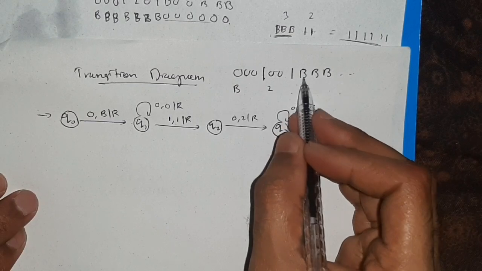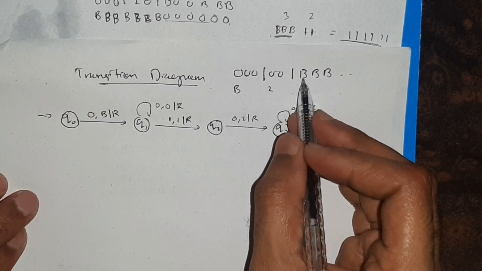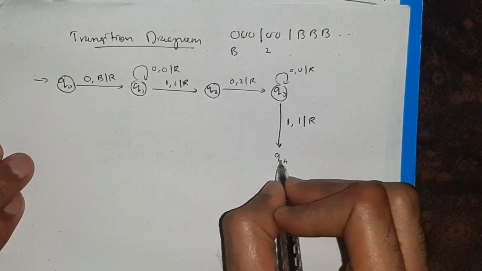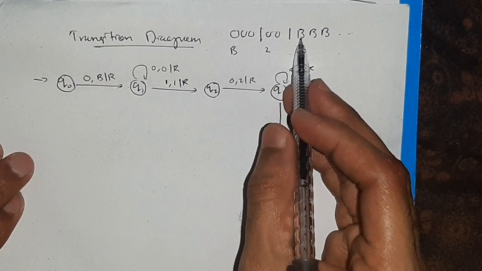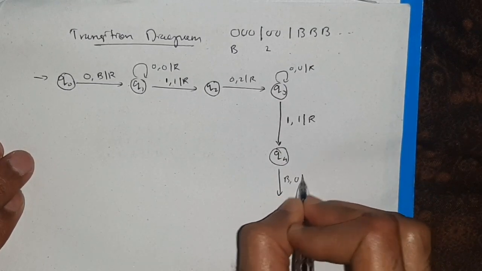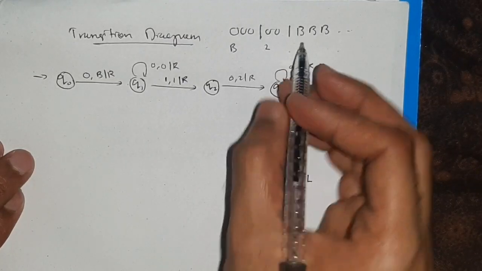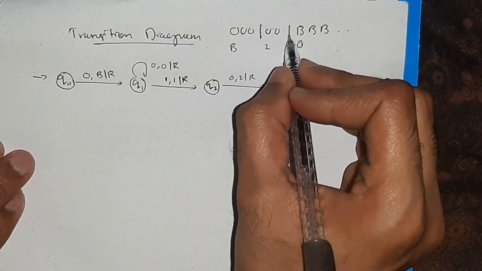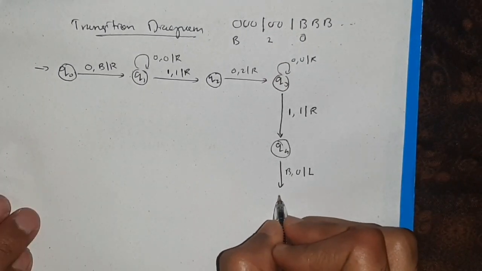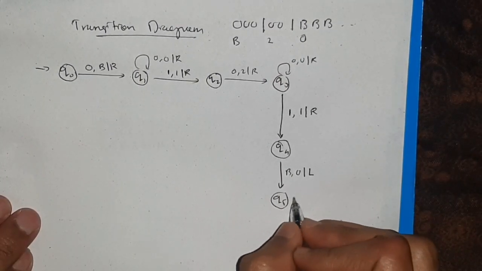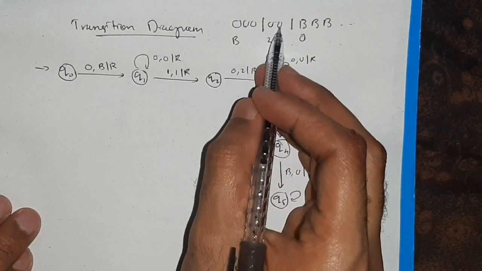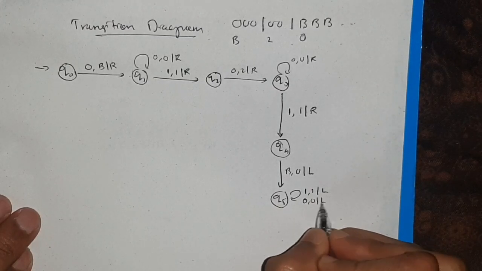After the first 1, if I encounter a blank space, that should be converted into 0. So in the q4 state, if I encounter b, that should be converted to 0, b comma 0, and I should move to the left. Then if I encounter 1, I should just ignore it, so q5 has 1 1 L, and if I encounter 0, that should also be taken as 0 0 L.